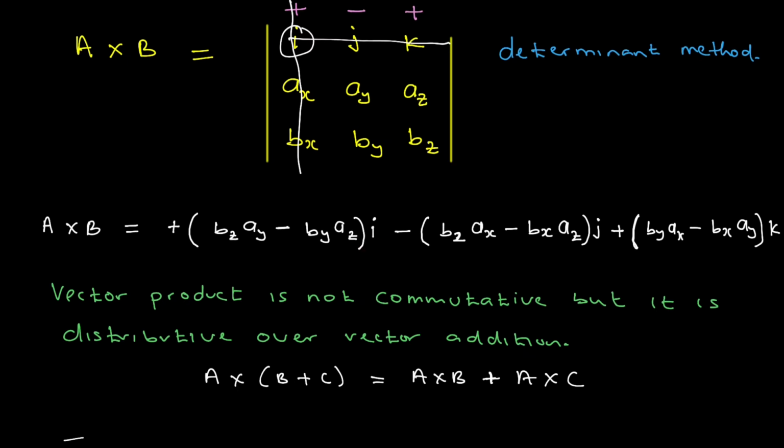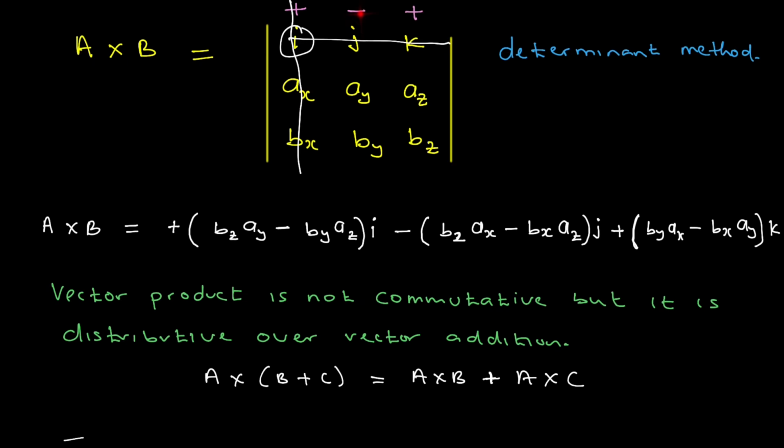So what's left that I haven't covered is BZ times AY, you see, BZ times AY minus BY times AZ. So that's what we're going to do. We do BZ times AY. You always start from the right here and go diagonally. So it's BZ times AY minus BY times AZ. So that's what this is, and then that's i.